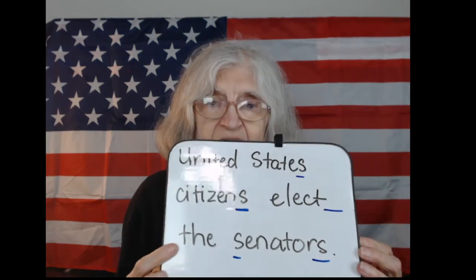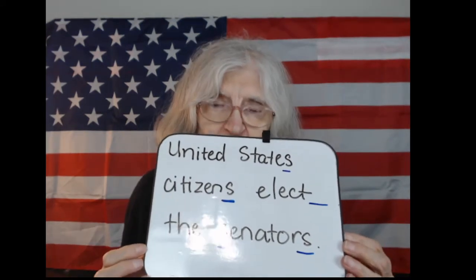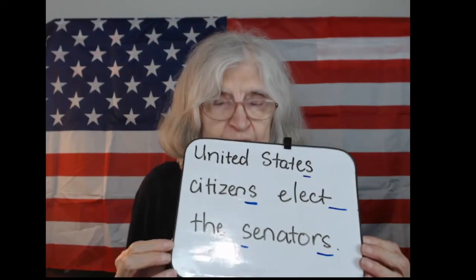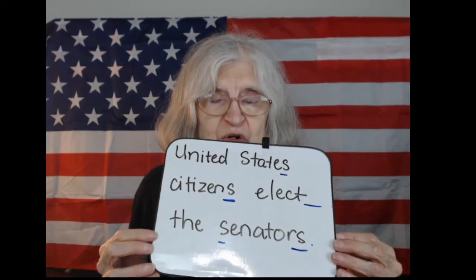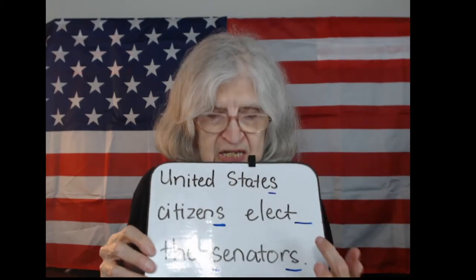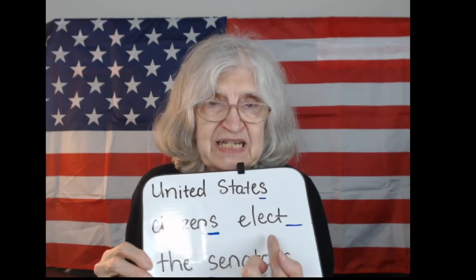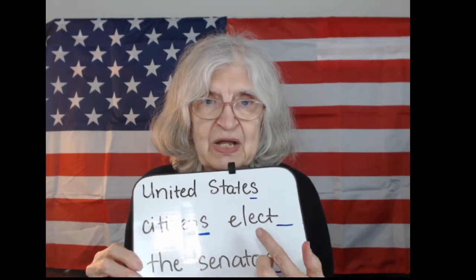Sentence 53. United States citizens elect the senators. You'll remember that it's never just one person doing the election. It's always a group of people. So it's more than one citizen. It's a plural. That's why I said citizens with an S on the end, and it's pronounced Z.